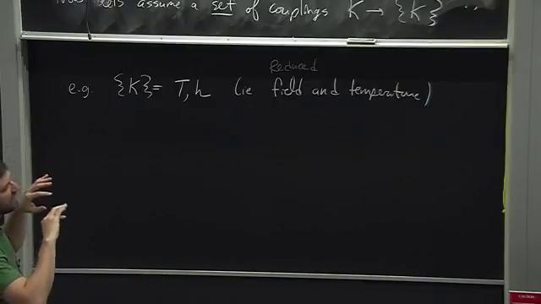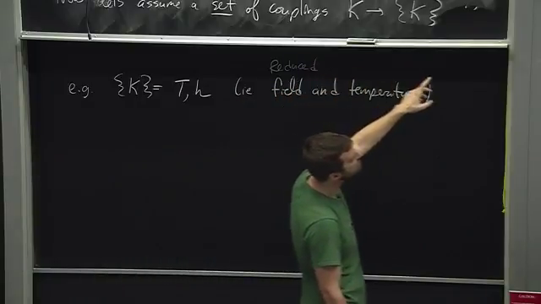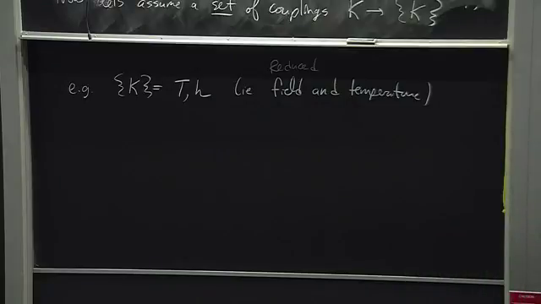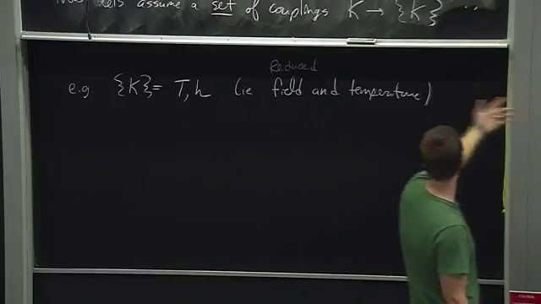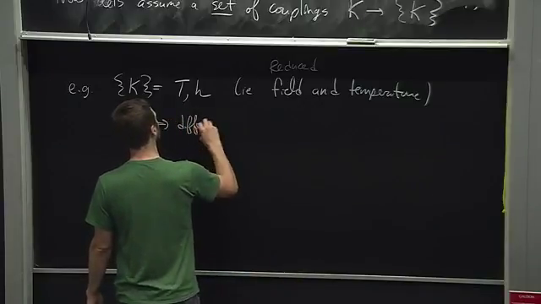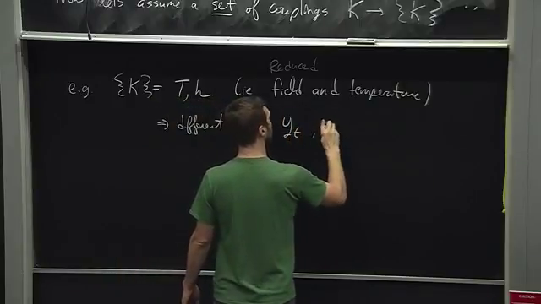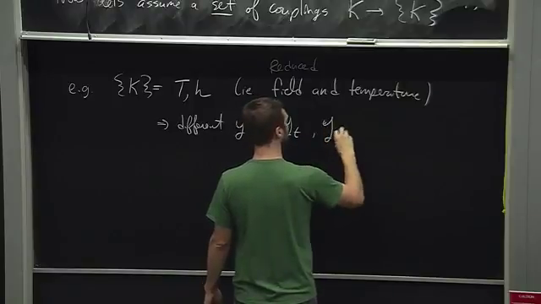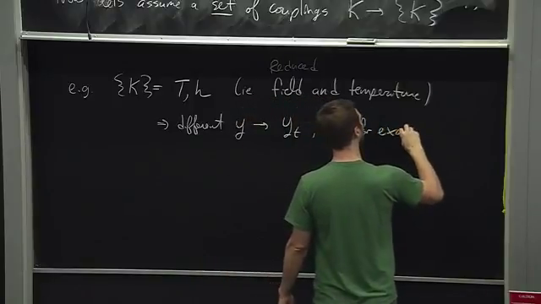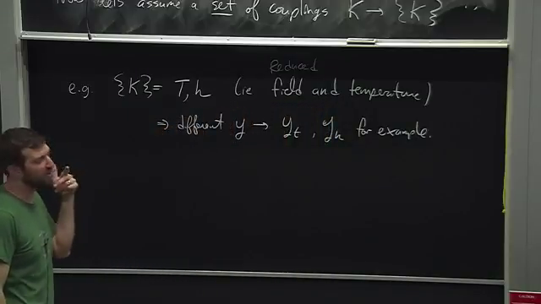Okay, so now I'm going to expand these arguments in this set of couplings. So now I'm going to have different K's, I'm going to have different y's. I'm going to have y's that just correspond to temperature, and I'm going to have ones that correspond to, say, the field. So I could have T, reduced temperature, say reduced field, for example.